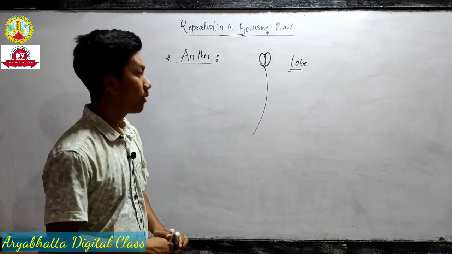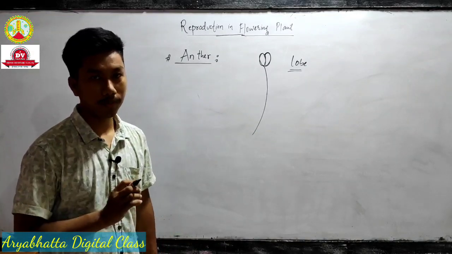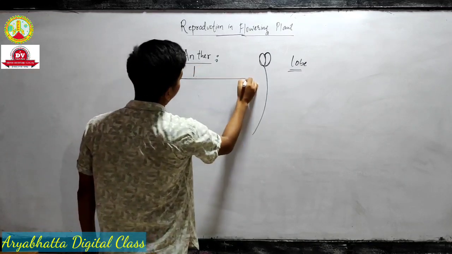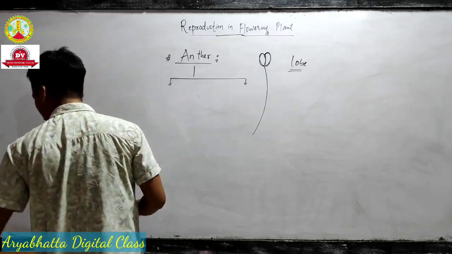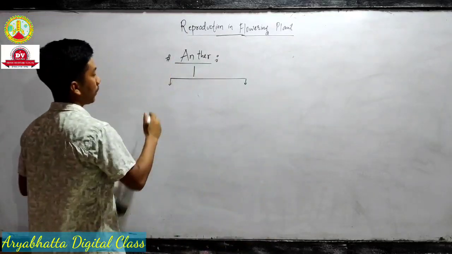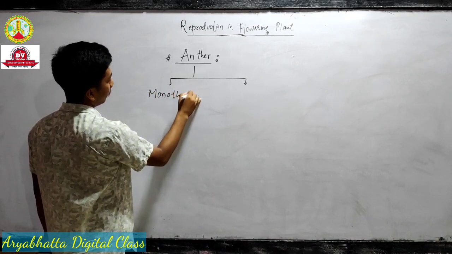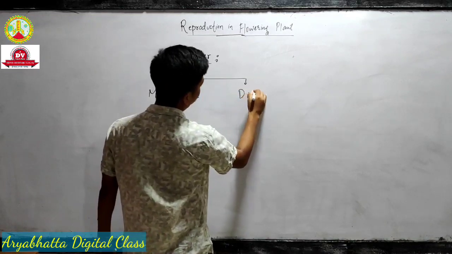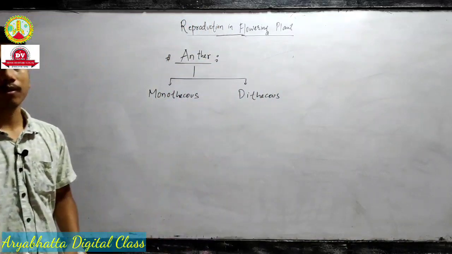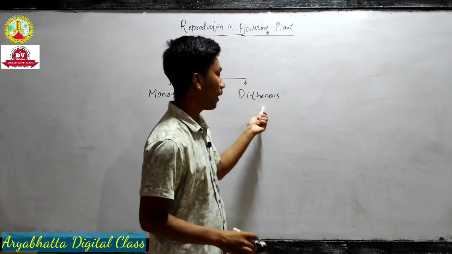Okay, now depending on the number of lobes, we classify anther into two types. On the basis of the number of lobes, we classify anther into two types, that is monothecous and dithecous.